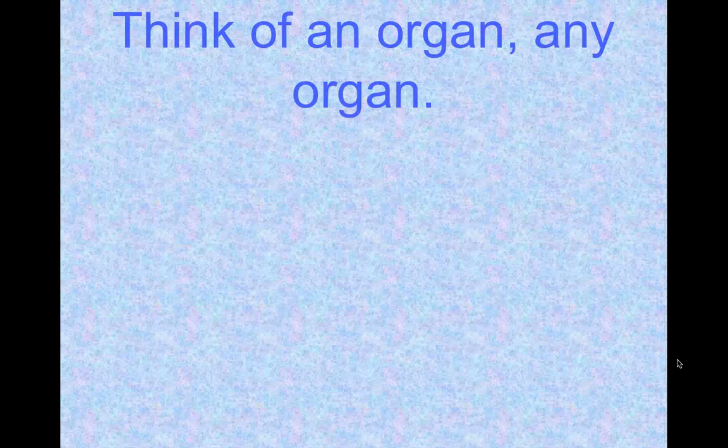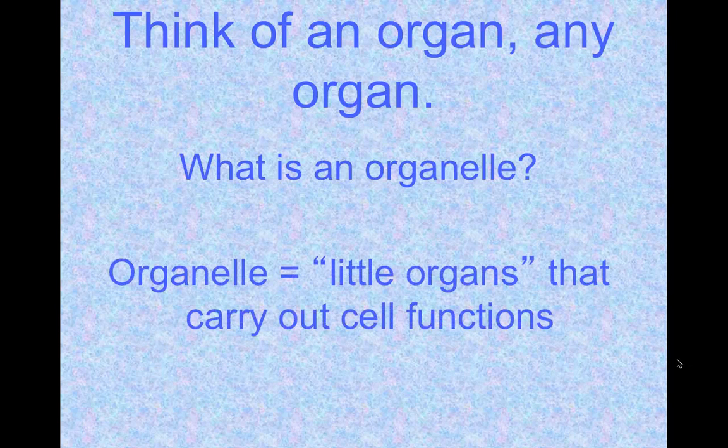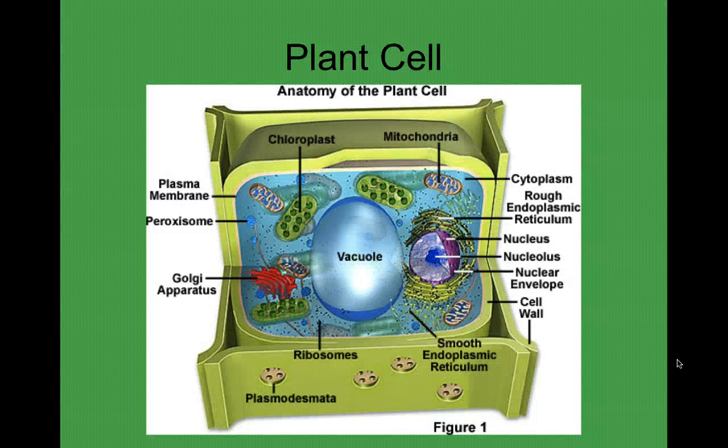First thing we need to talk about is I want you to think of an organ, any organ in your body. You may have thought of your brain or your stomach or your heart or your liver or your intestines. All of those are organs that help run our body. Well, what is an organelle? We've talked about that word a little bit, but we need to know what an organelle is. Well, an organelle is a little organ that carries out cell functions. So just like we have organs that carry out our bodily functions, the cell has little organs that carry out cellular functions. And we call those organelles.